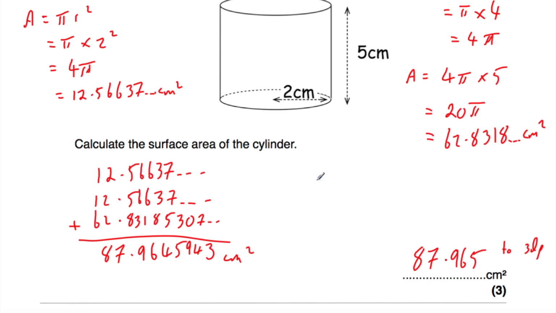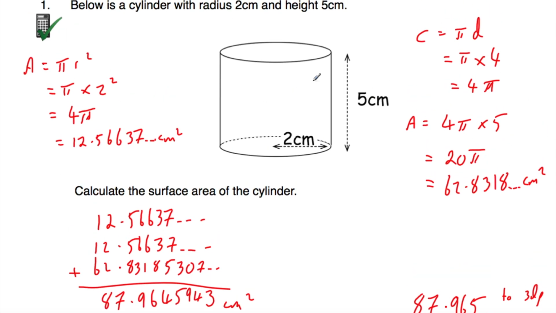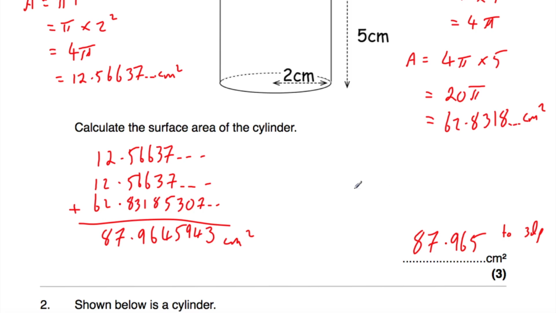And that's it. Just to explain there, instead of using the decimal numbers, you could have said, well, the area of the top of the cylinder was 4 pi, the area of the base of the cylinder was 4 pi, and the curved surface was 20 pi, and you could add up the 20 pi, the 4 pi, and the 4 pi, and you get 28 pi. And then if you change 28 pi to a decimal number in your calculator, you get 87.9645 and so on. And that's it.